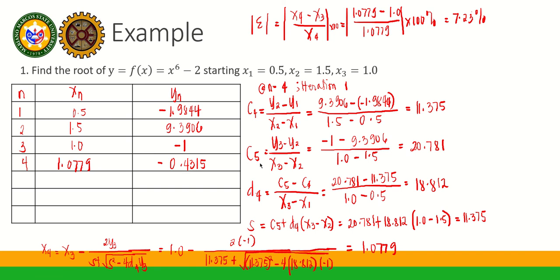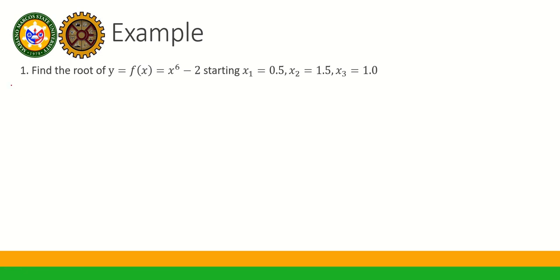The next na i-compute na lang natin is si C sub 6. Okay? So, let's proceed. C sub 5 at n equal to 2. This is the second iteration. Okay? So, C sub 5 natin as computed kanina is 20.781. Okay? And then we are going to compute for C sub 6, that is equal to y sub 4 minus y sub 3, I should say, and then x sub 4 minus x sub 3.